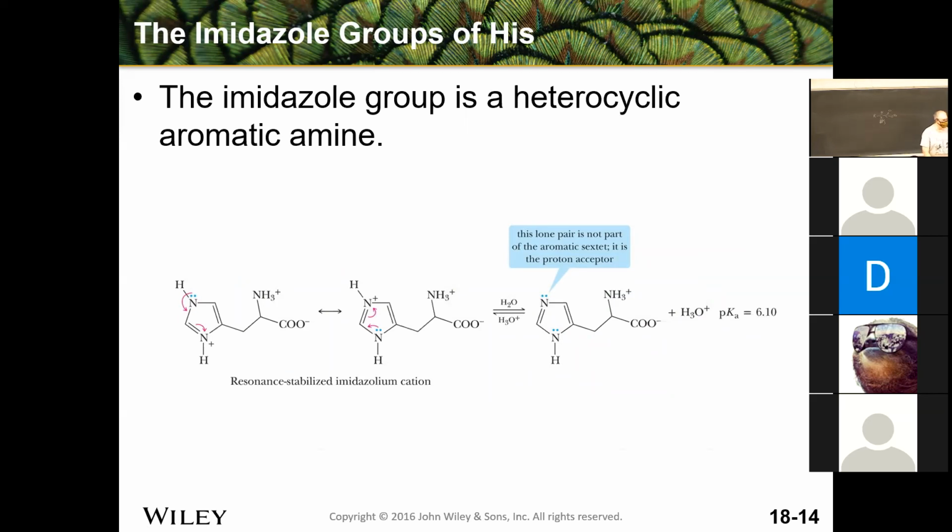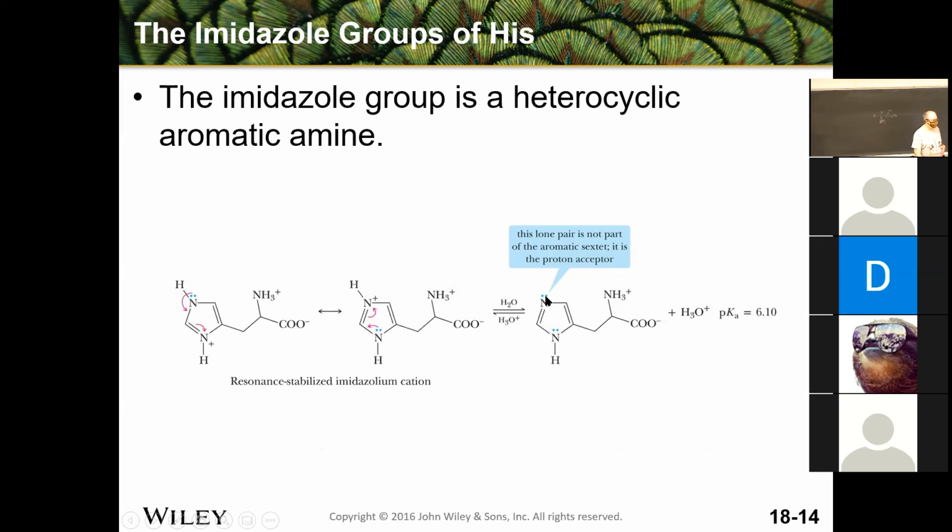Right, the imidazole group is a heterocyclic aromatic amine. Okay, for review, an aromatic compound has to be cyclic. It has to have a p orbital on every atom of the ring, an unhybridized p orbital, and it has to have a Huckel number. In this case, it is 6. So 2, 6, 10, 14, and so on. Okay, so this has the requirements for an aromatic ring.